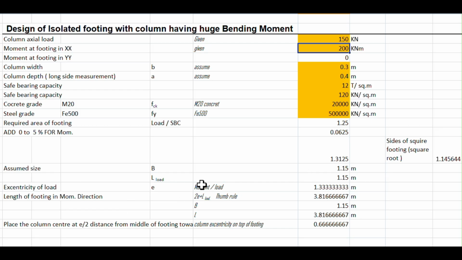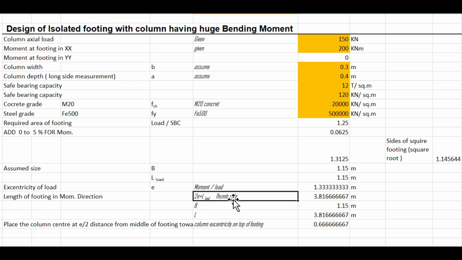For that, what we are going to do is find the eccentricity. How to find the eccentricity? Eccentricity can be this much only. Moment 200 divided by load 150 is 1.33. This is the eccentricity. There is a thumb rule. This thumb rule I have calculated in this way by doing some more calculation on trial basis.